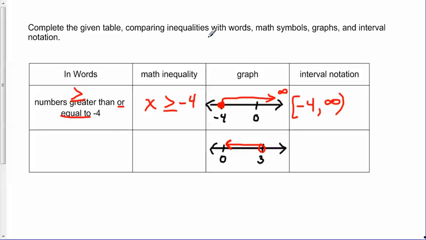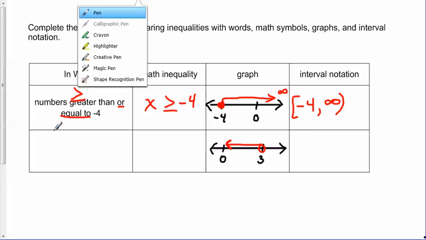Now let's take a look at the second example. In the second example, we're given the graph and we have to fill in all the other parts of this. So when we take a look at the graph here, we can see that we start at 3 and we're going to the left of 3. So we know that we're talking about numbers that are less than 3. And also notice that it's an open circle on the 3. The open circle means that we aren't including 3 itself. So the part about "or equal to" would not be included.